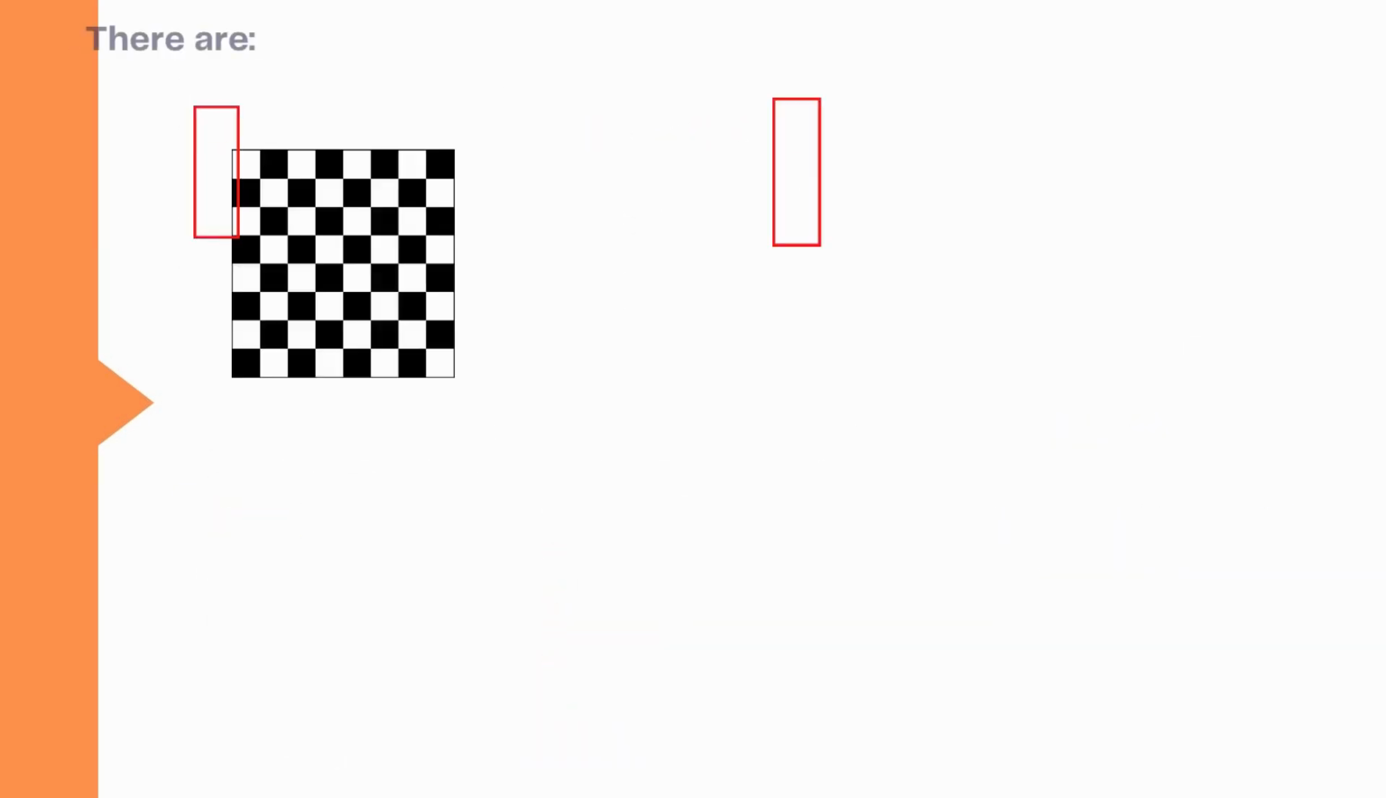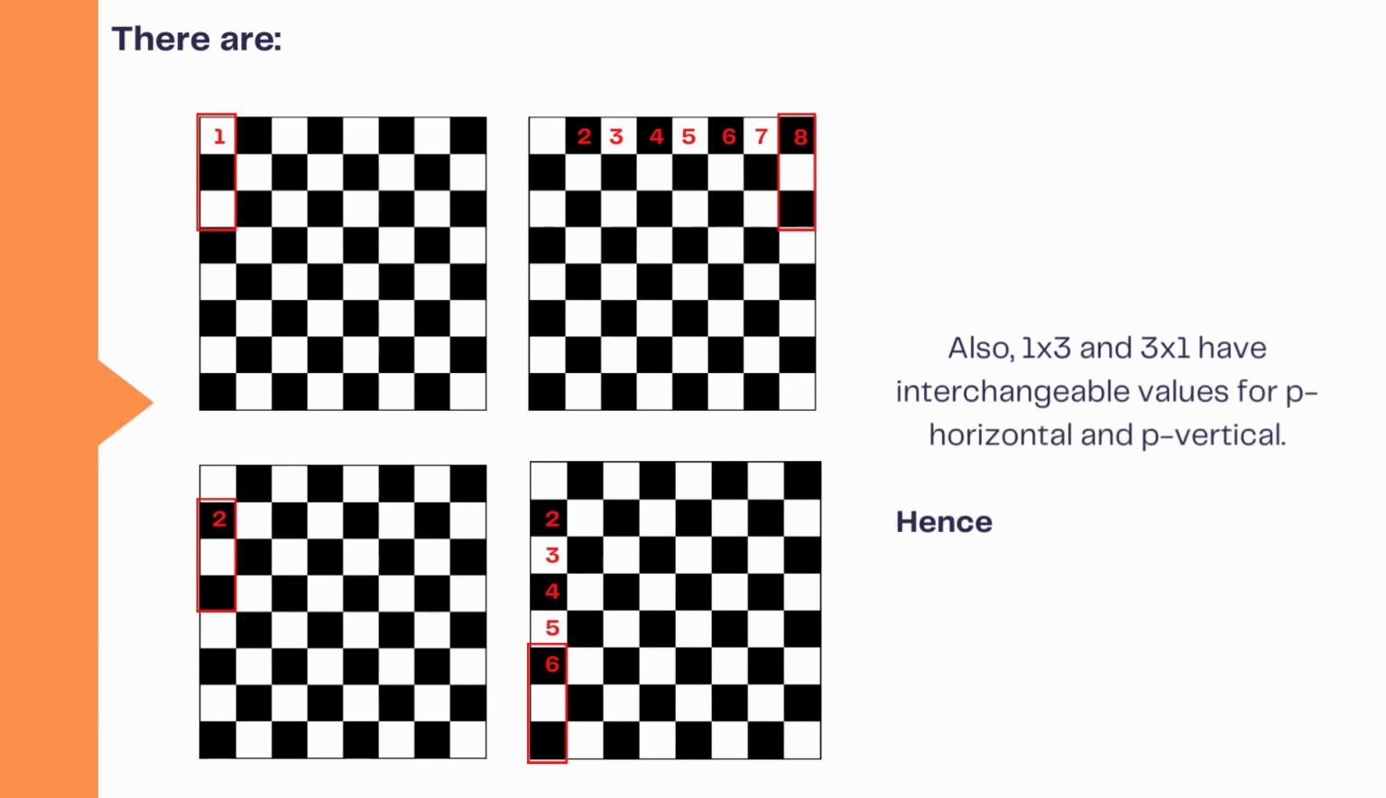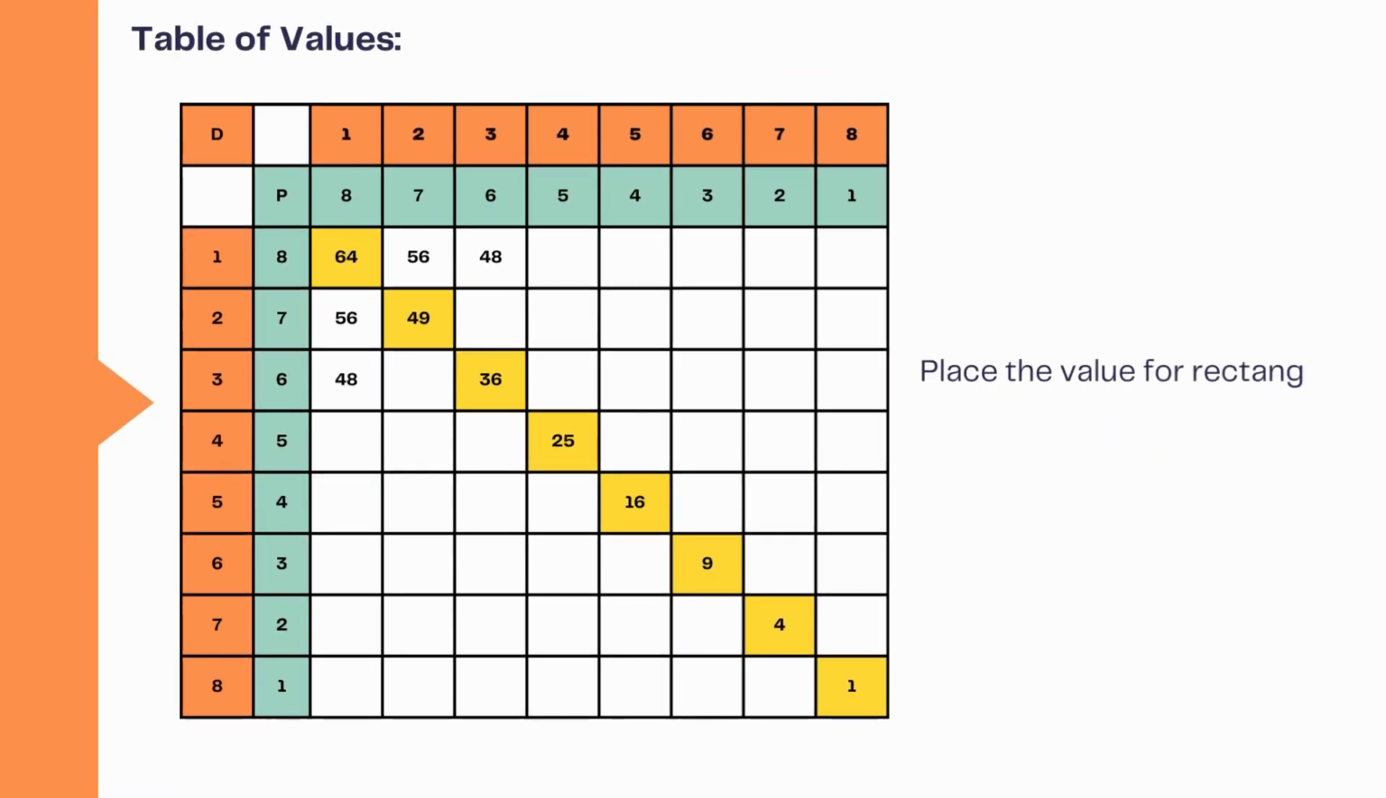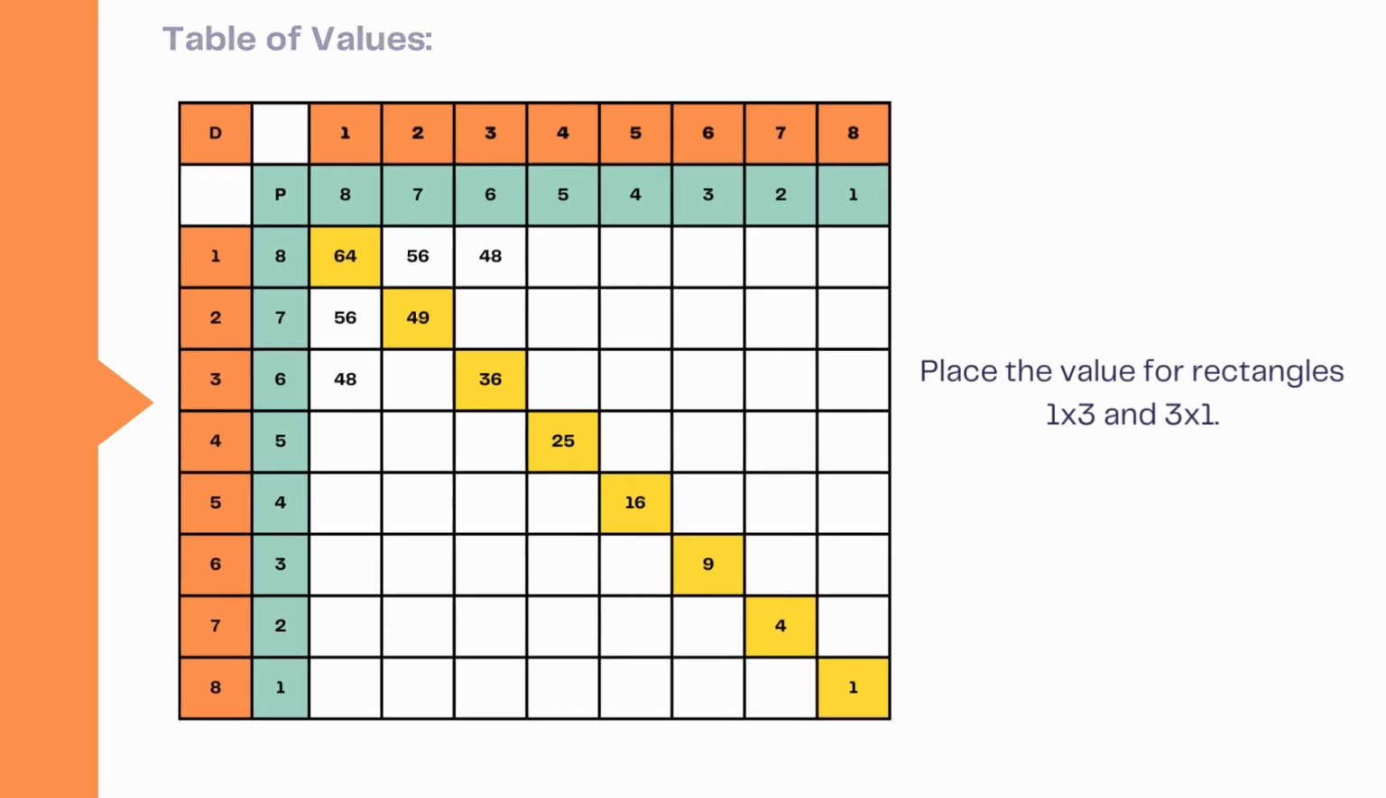Also, 1 by 3 and 3 by 1 have interchangeable values for P horizontal and P vertical. Hence, it has the same value. Place the value for rectangles 1 by 3 and 3 by 1.